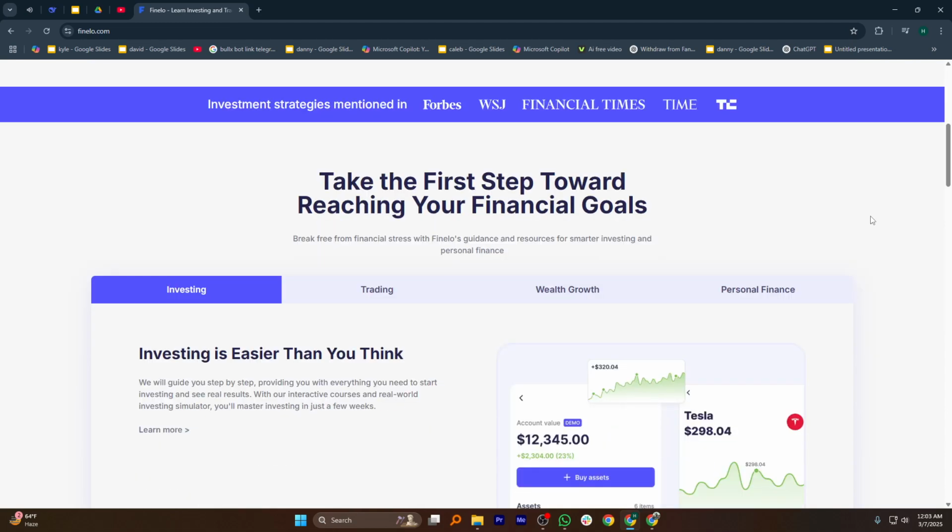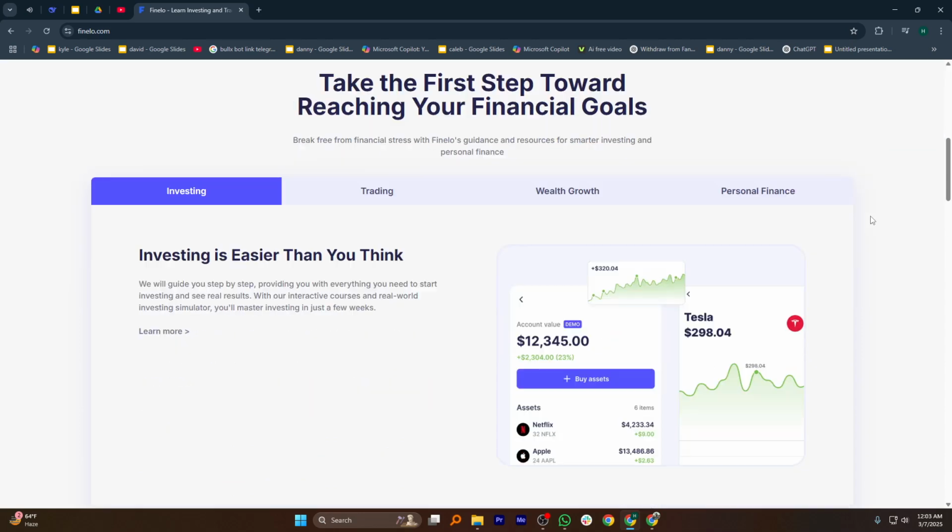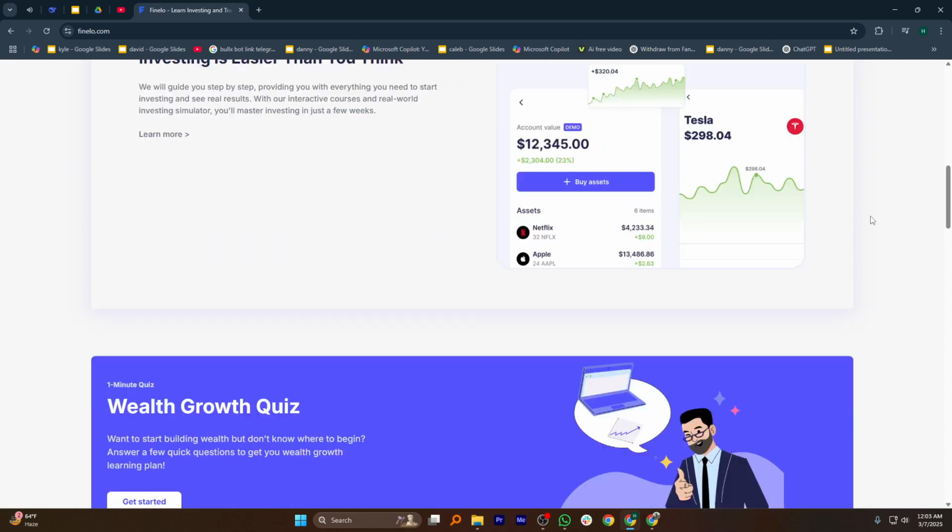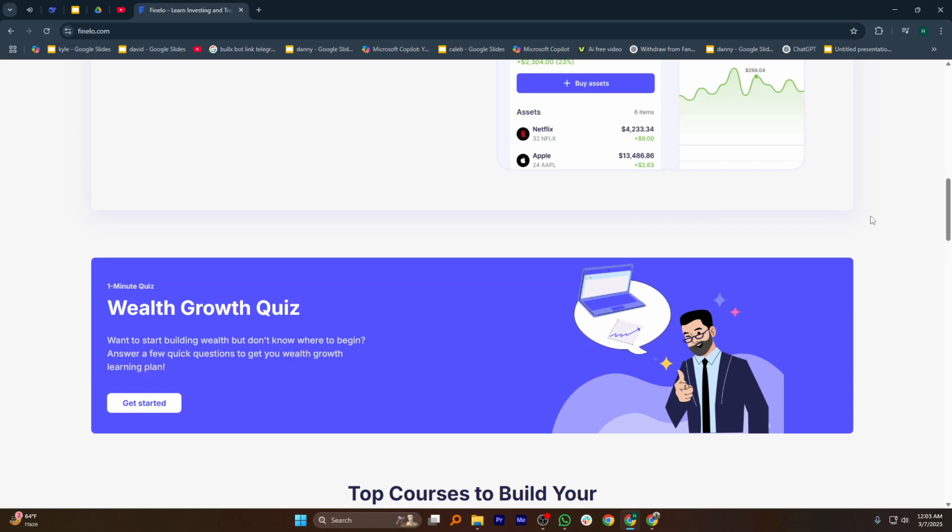With a user-friendly interface, Finelo breaks down complex financial concepts into easy-to-understand modules. Available on the web, Android, and iOS, it has received positive reviews for its accessibility and practical approach to financial education.